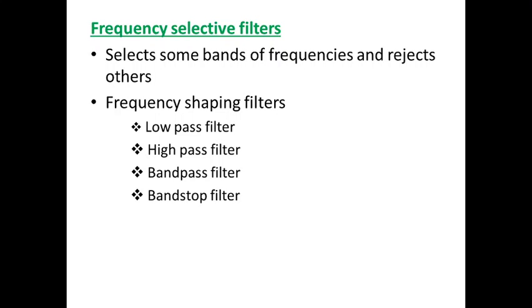So, the filters which are used to alter the shape of the spectrum are called frequency selective filters. Here these filters select some band of frequencies that are needed and reject others, and hence they are also called frequency shaping filters. So we know conventionally there are four types of frequency shaping filters: low pass filter, high pass filter, band pass filter and band stop filter.